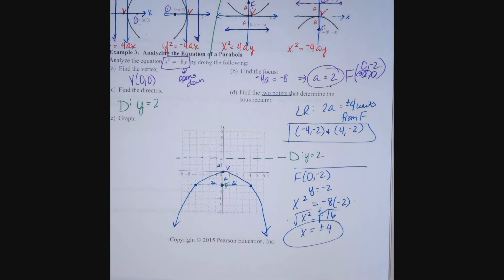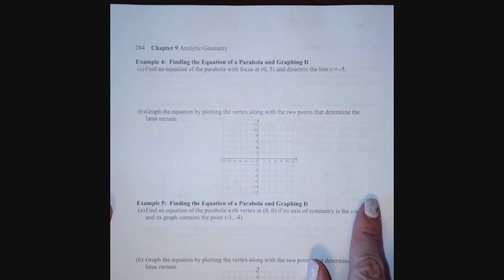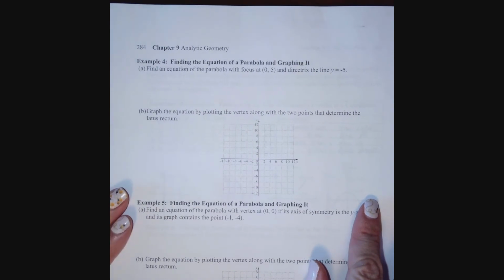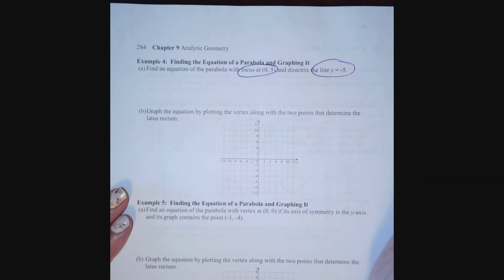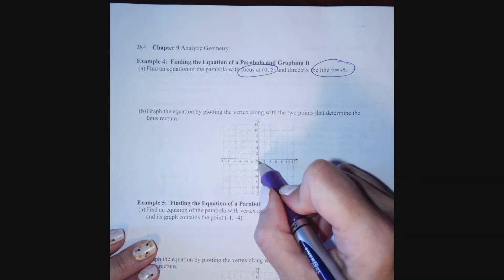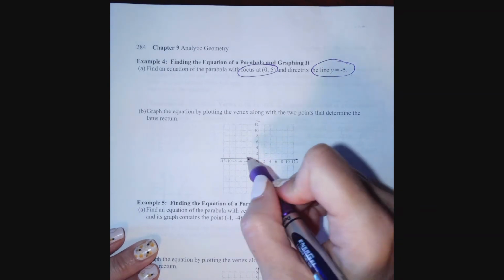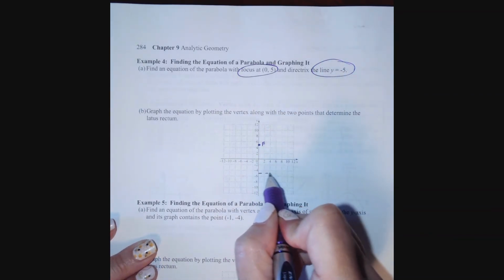All right, let's look at the next page. Find the equation of a parabola and graph it. So we're given some information. We're told to find the equation of the parabola with a focus at 0, 5 and a directrix at the line y equals negative 5. Well, my focus is at 0, 5, so I'm going to go over 0 and up to 5. That's my focus, and my directrix is at negative 5.